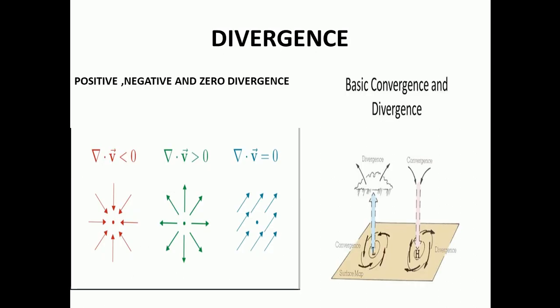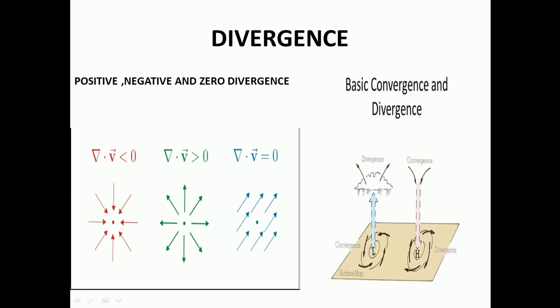Then comes the analysis of divergence. When del is operating on a vector field, it is called either divergence or curl. When it operates via the dot product, it is called divergence. To represent the basic definition of divergence, the second diagram is chosen. If it is diverging, everything is diverging out. Converging is everything converging in. This is the simplest surface map showing the convergence and the divergence.